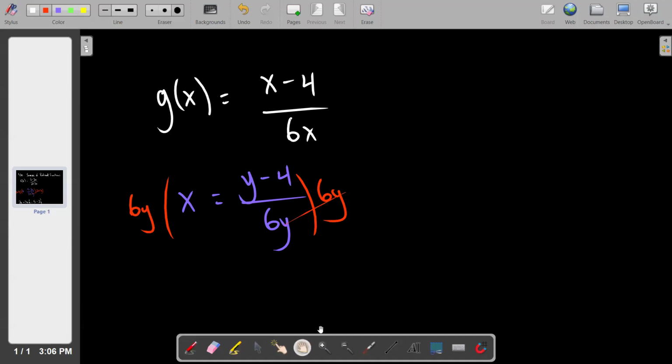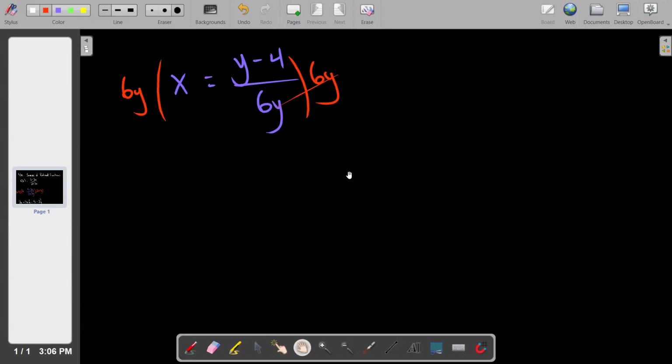It's one of those ideas I tried really hard in our first year together a few years ago to get stuck in your head: see fraction, kill fraction, see fraction, kill fraction. You can multiply by whatever you want to make a fraction go away. So we're going to be left with 6xy is equal to y minus 4. Next step.